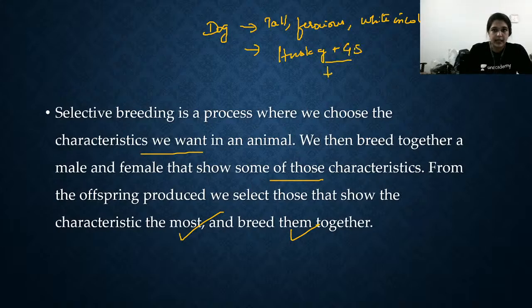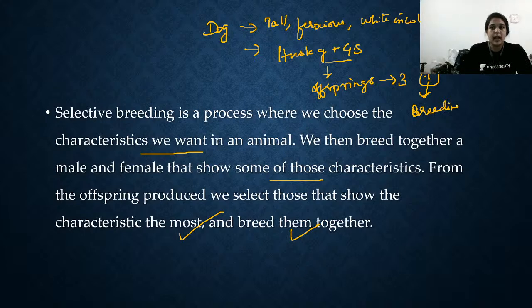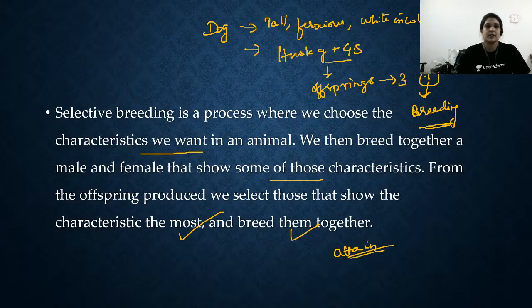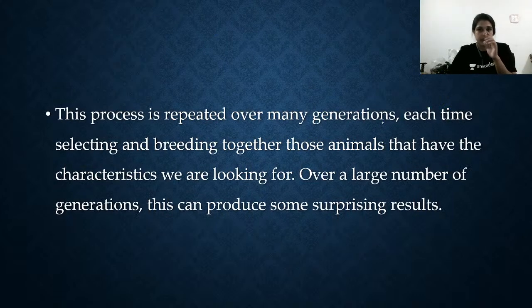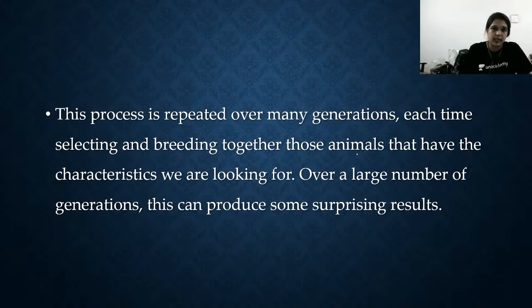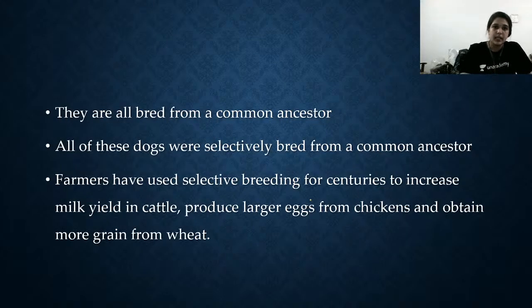When I cross these, I get offspring. Do you think all the offspring will have the desired character? No. Among three offspring, only one has the desired character. Again I breed it with another animal which has the desired character. This keeps going till I attain the desired character. That is called selective breeding. This process is repeated over many generations, each time selecting and breeding together those animals that have the characteristics we are looking for. They are all bred from common ancestors. All these dogs were selectively bred from a common ancestor.